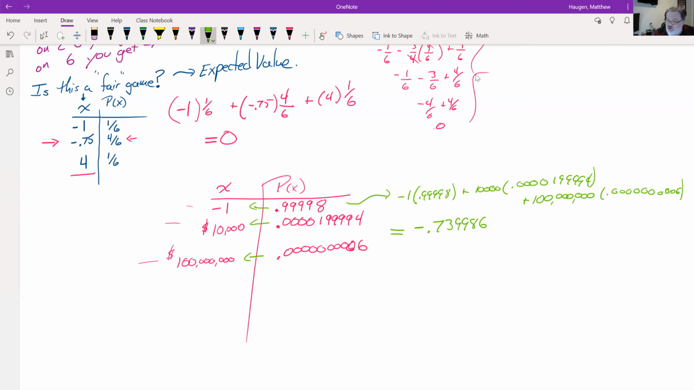Now, are you ever going to actually get, was that 26.1 cents back? No. But in the long run, your winnings and losings are going to add up to you losing 73 cents for every dollar you put in. Fair?